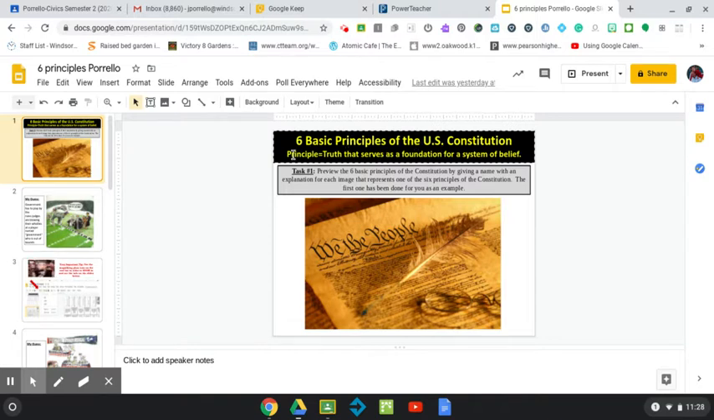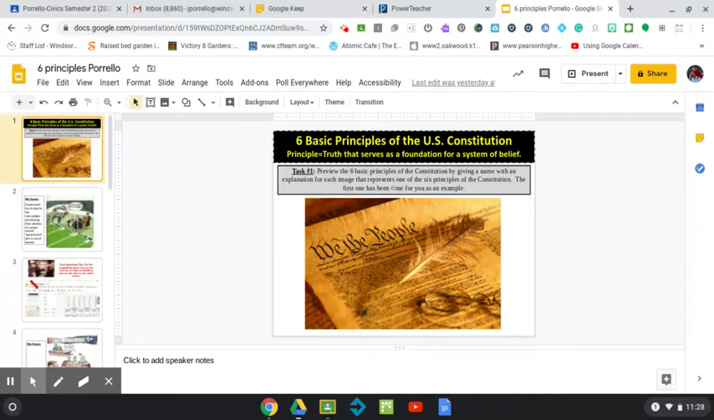Constitution. And you can see here a principle is a fancy way of saying a truth that serves as a foundation for a system of belief. So, for our purposes, the six basic principles of the U.S. Constitution are the six basic truths that served as the foundation of the U.S. Constitution. So, we're going to do this in a couple of ways.